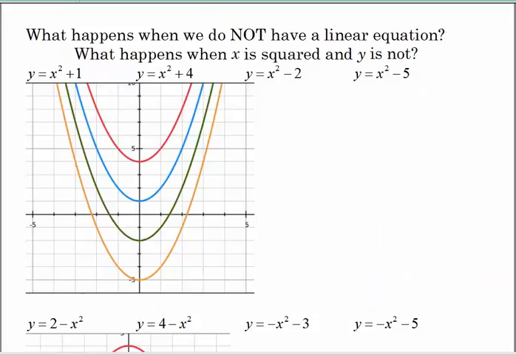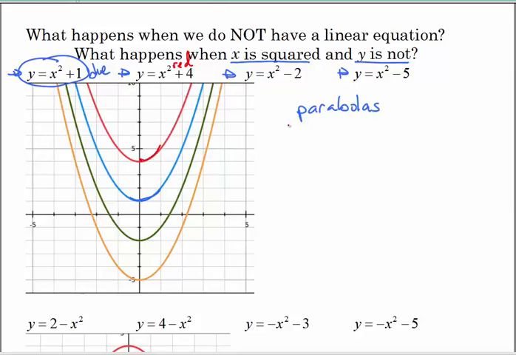All right, so what if we don't have a linear equation? What happens when we have an x squared and y is not, like these 4 examples? Notice the x is squared. Well, I've graphed all of these for you, and what these are called are parabolas. Y equals x squared plus 1 is the blue one. Y equals x squared plus 4 is the red one. The x squared minus 2 is the green one. And the last one, which I guess is kind of orange, is down here.